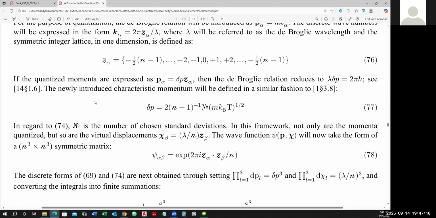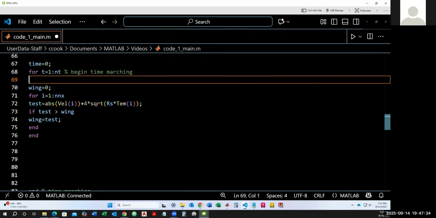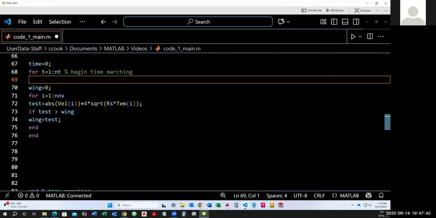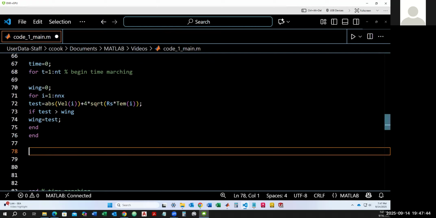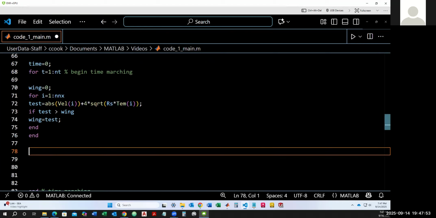So in some sense, you could say we're using the Lagrangian formalism. So we're going to take the absolute value of the velocity at every spatial node. We'll add 4 times the square root of RT. And we're going to go and find the absolute maximum. So I'm just going through and I'm testing. Or you could just define this as a vector and use MATLAB's built-in maximum function, and it'll give you the maximum.